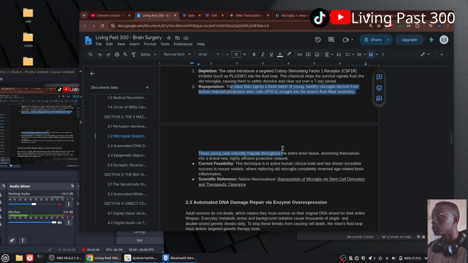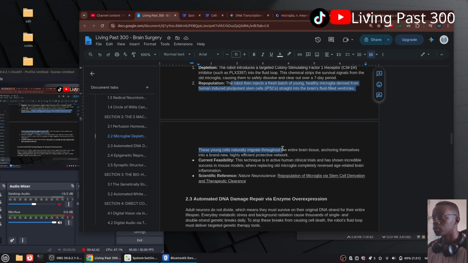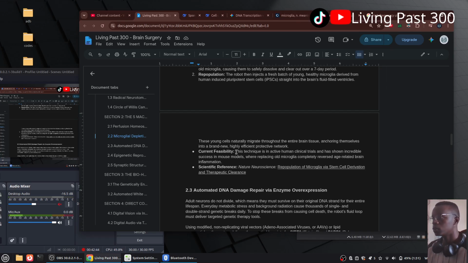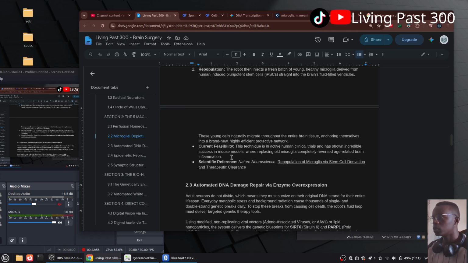And current feasibility, this is still in clinical trials, and in mouse it's succeeding. Yeah, and this reduces, of course, age-related brain inflammation.